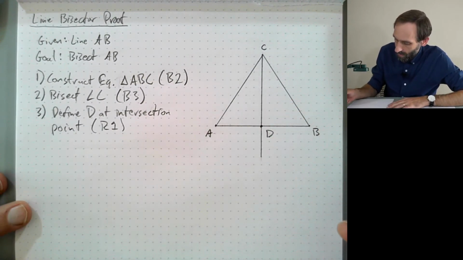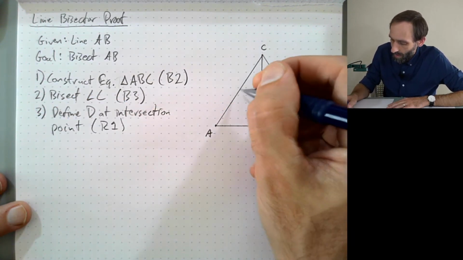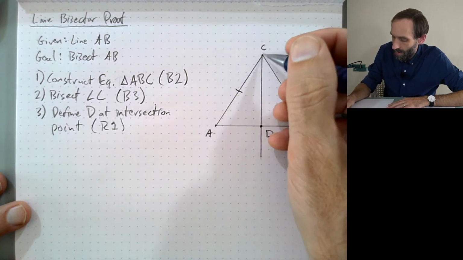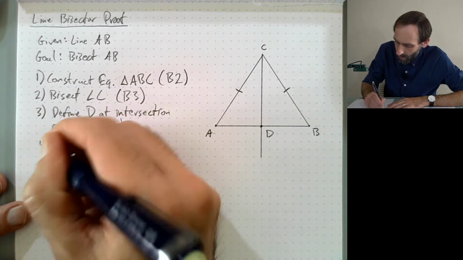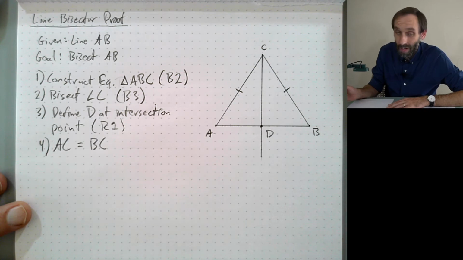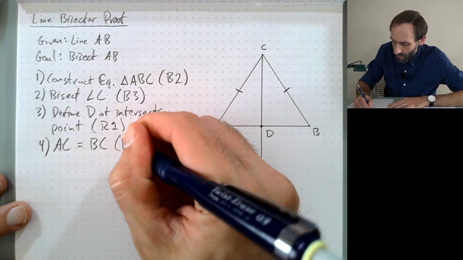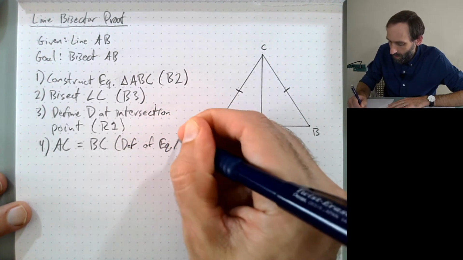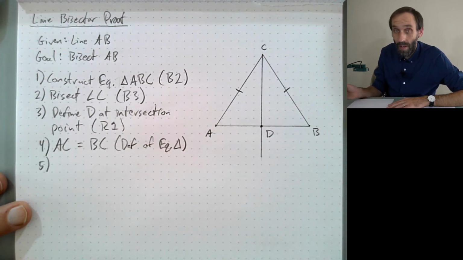Okay, and now let's look at what we can say about this figure. So first of all, I can say that length AC is equal to length BC. So I'll say step 4, AC is equal to BC. How do I know that's true? ABC is an equilateral triangle, so definition of equilateral triangle.